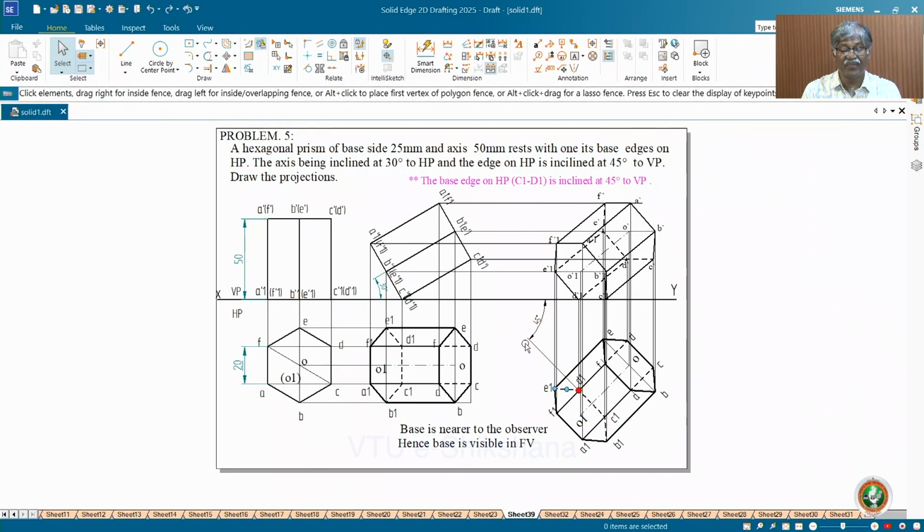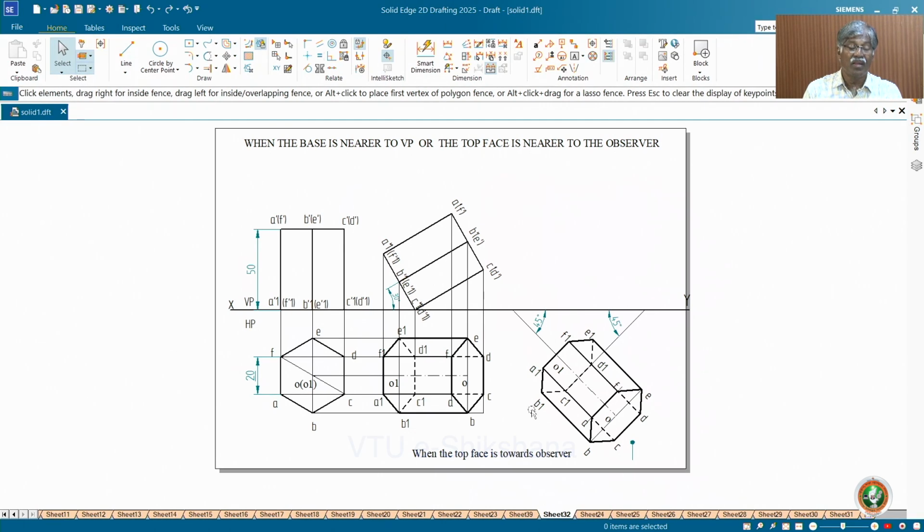See, we have done this problem many times for different shapes. The base corner is nearer to the observer, okay, and hence the base is visible. So that same concept is there. Now, when the top face is towards the observer, normally we take the base towards the observer. Then what happens if the top face is? This is a very good exercise to get a clear idea about the visibility concept and complete the solution.